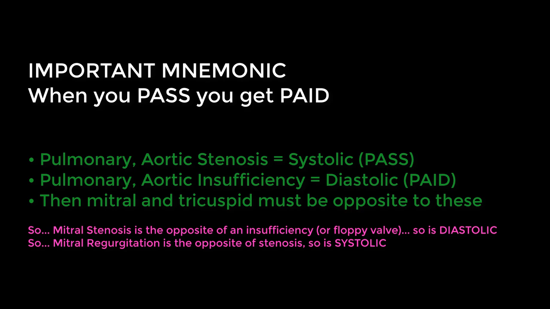All murmurs that are right-sided in the heart increase in intensity with inhalation, and that is because the right side of the heart is intrinsically connected to your pulmonary vasculature. And all left-sided murmurs increase with exhalation, so breathing out. So if you breathe in, the right-sided murmurs get worse, and whenever you breathe out, the left-sided murmurs get worse, and you can hear them better.